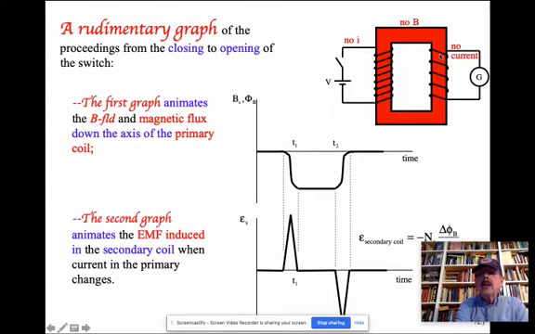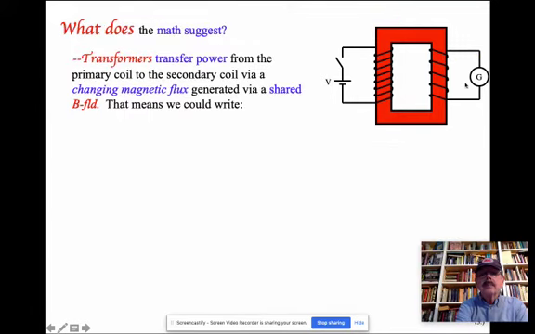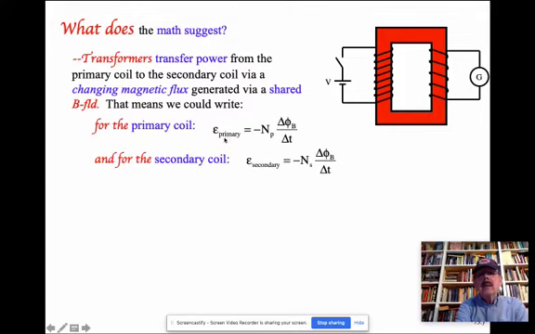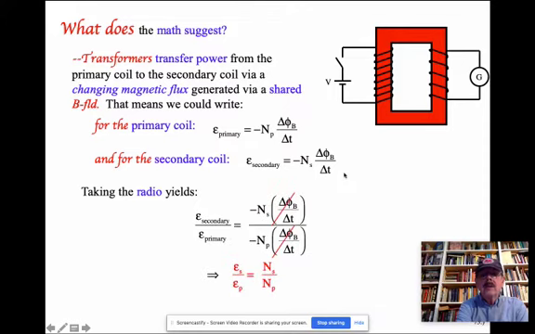As long as you have a changing magnetic flux through the secondary, you're going to get a current in the secondary. What about the math? Well, we can write out what the EMFs are in the secondary and the primary. Then we can take the ratio of the two, because the change in flux with time is the same for both the primary and the secondary. If we take the ratio and cancel those out, we get a relationship between the secondary EMF and the primary EMF and the turns ratio. They're proportional to one another.